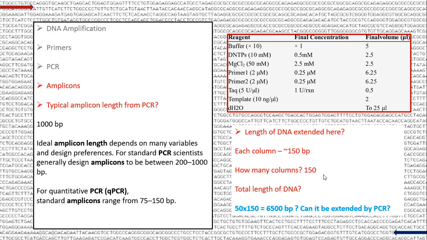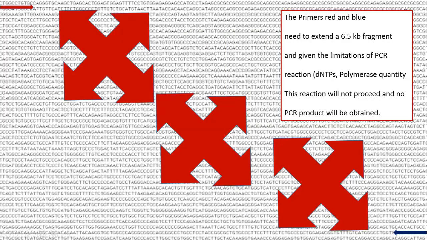Take the scenario where we have the background DNA with a length of 6500 base pairs. Can it be extended by PCR given this forward and reverse primer? Both are good, both attach complementary to the given DNA. If you run a PCR, basically the reaction will not proceed. It will not give an amplicon, and it will not show any PCR product on the gel, because the primers, red and blue, cannot extend 6.5 kilobases. There are not enough nucleotides, and there is not enough polymerase present in the in vitro reaction, so the reaction will not proceed.